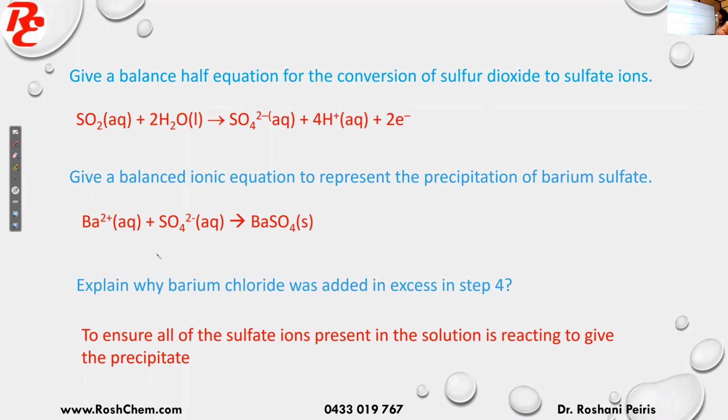Explain why barium chloride was added in excess in step 4. So why did you add barium chloride in excess? That is to ensure that all of the sulfate ions are reacting. You can see sulfate and barium 2+ are reacting, and the barium 2+ came from barium chloride, right? So by adding barium chloride in excess, I can ensure that all of the sulfate ions present in the solution are reacting to give the precipitate. That's your answer.